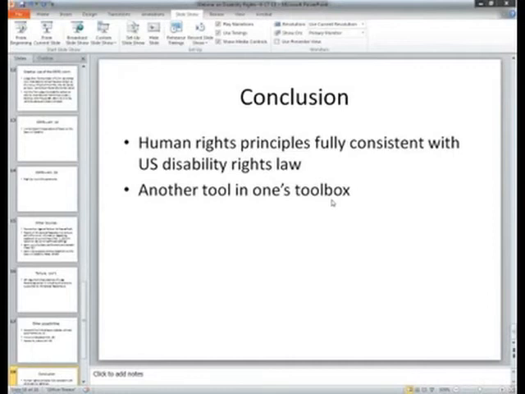And a follow-up question for you would be, are there other ways besides in U.S. courts that you would suggest legal services attorneys use the CRPD in practice?